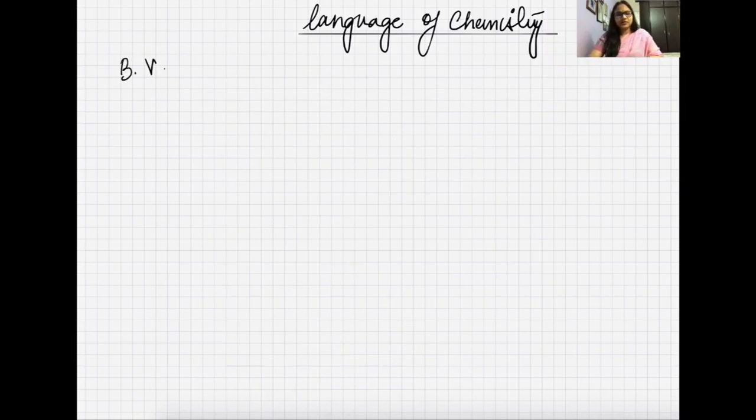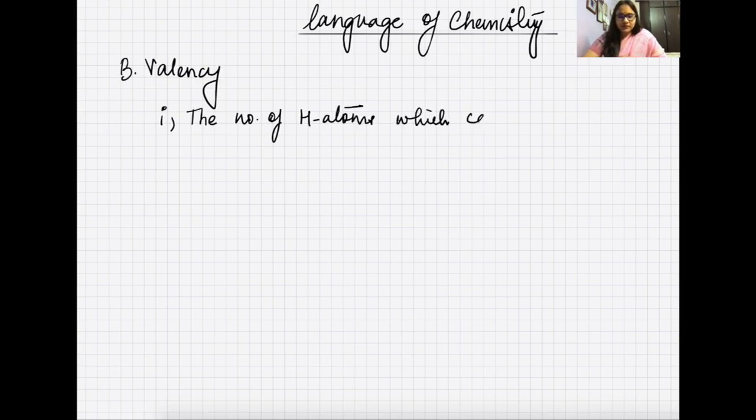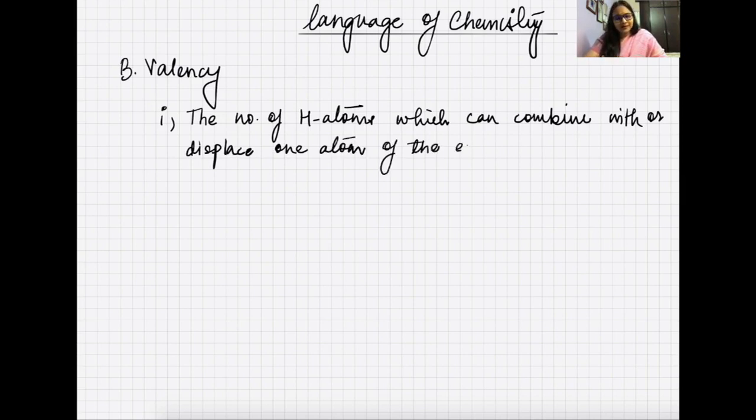The second topic in this chapter is about valency. Valency is in short known as the combining capacity of an atom. Although this is the modern definition of valency, over the years valency has been defined in different ways. Especially it has been defined with respect to a particular element. For example, hydrogen atom. The number of hydrogen atoms that can combine with any particular atom of an element or a radical or displace it, those many hydrogen atoms is defined as that particular element's valency.